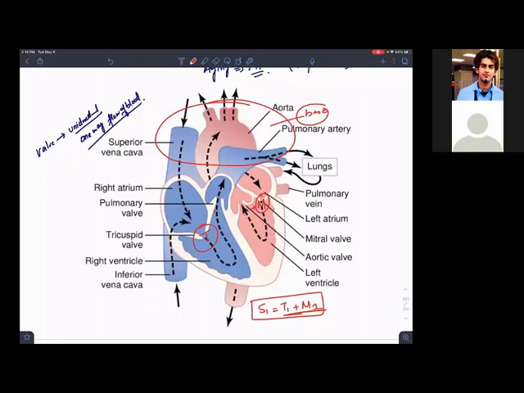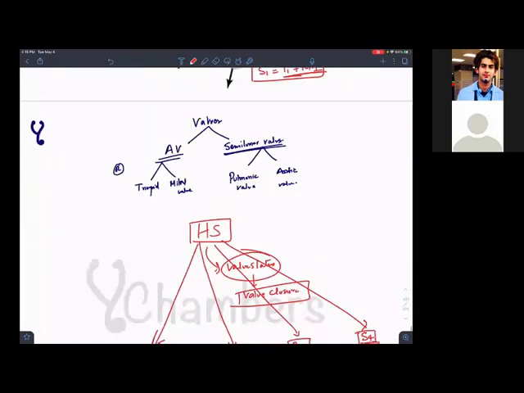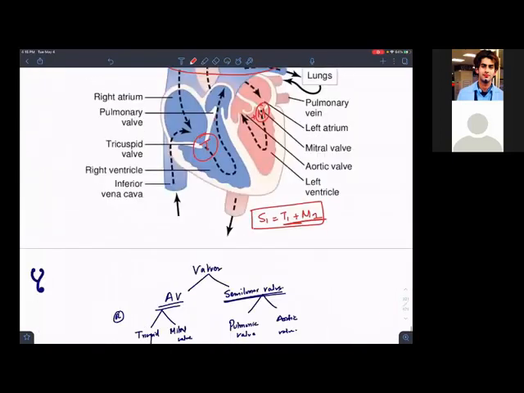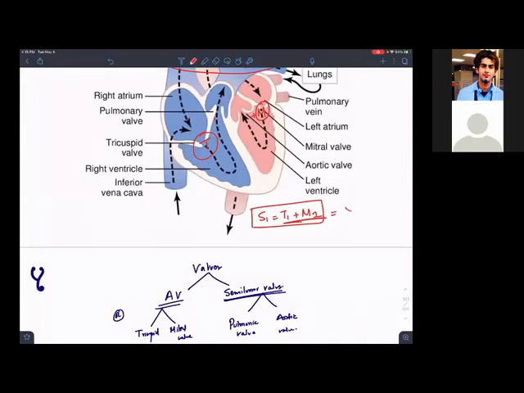I want to tell you one concept: during my whole respiratory cycle, this S1, these M1, T1, they don't vary. There is no variation in my respiratory cycle. I'm not saying cardiac cycle, respiratory cycle. These don't vary. They don't change.